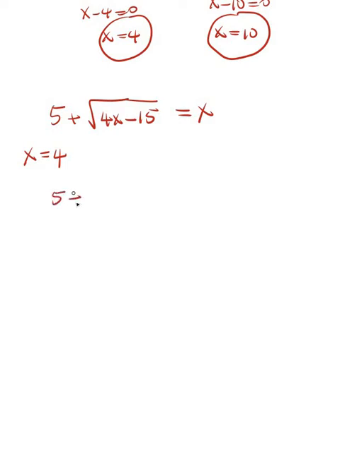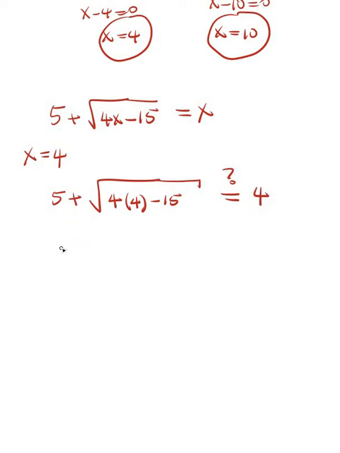Is 5 plus the square root of 4 times 4 minus 15 equal to 4? Right? Because we substitute an x for 4. And you can see this one's not going to work. 4 times 4 is 16. And I can tell you right away why it's not going to work. There's no way that this number is going to be equal to 4 because you already have a 5, and on top of that you're adding a number. It's not going to work.